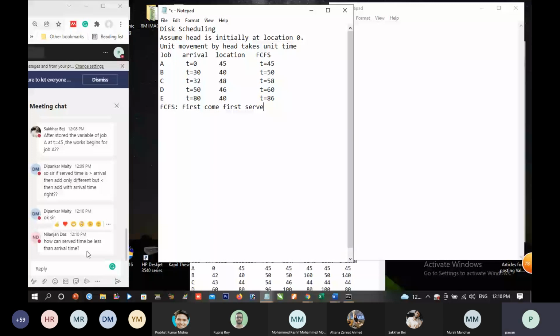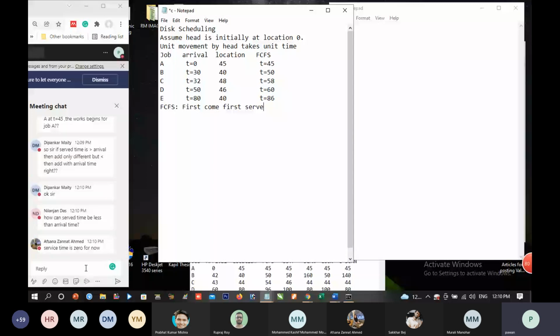Time to provide service is 0. Assuming that the storing on the disk can be done in 0 time. Is it correct? Any doubt now, Nilanjan, what you want to say?